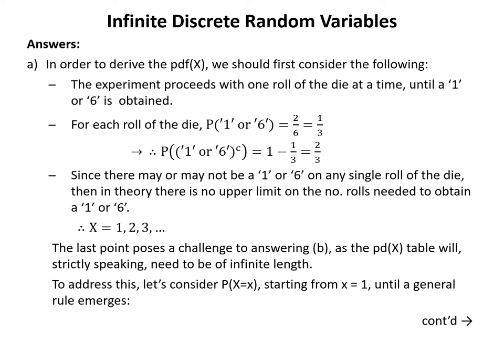Now, this last point about there being no upper limit poses a bit of a challenge to us in terms of answering part B, because the probability distribution table will need to be of infinite length, because as you'll recall, for a discrete random variable, we need a row for every value that x can take on. So to address this problem, let's consider the probability of each x value starting from the first value of 1, and we'll keep doing it until hopefully a general rule emerges.